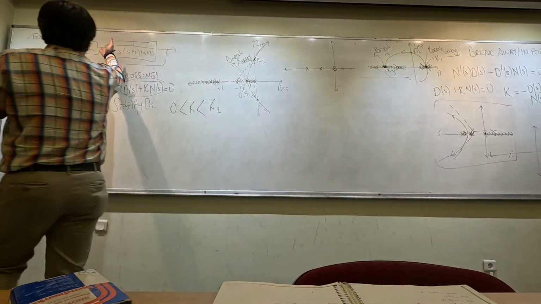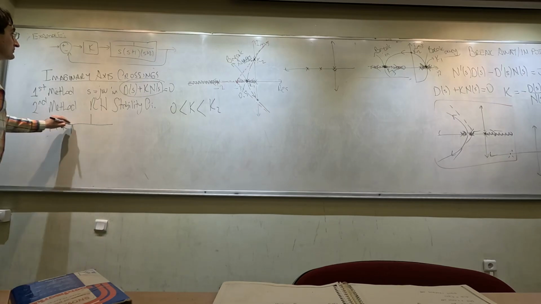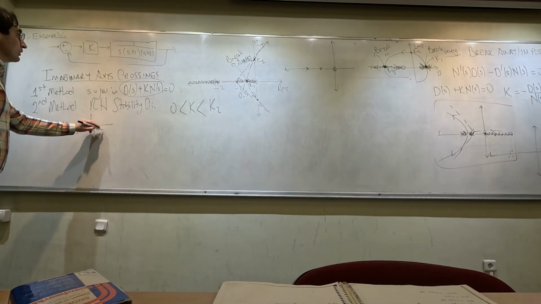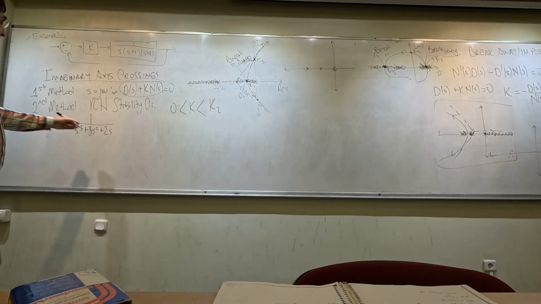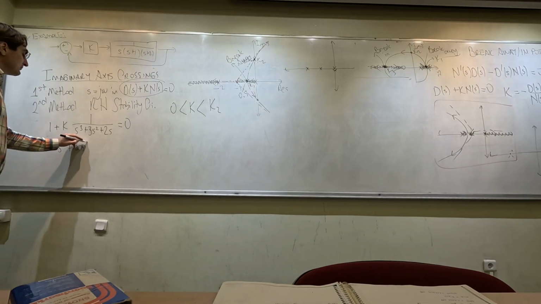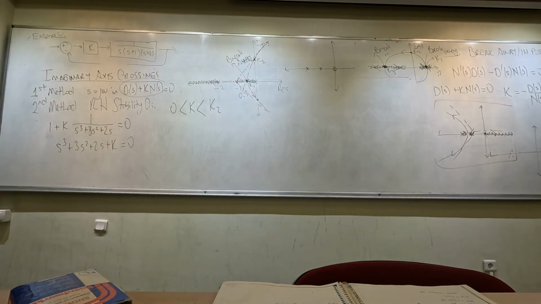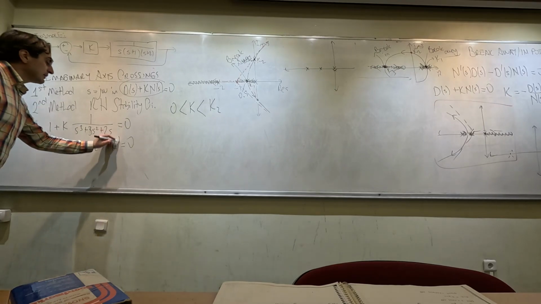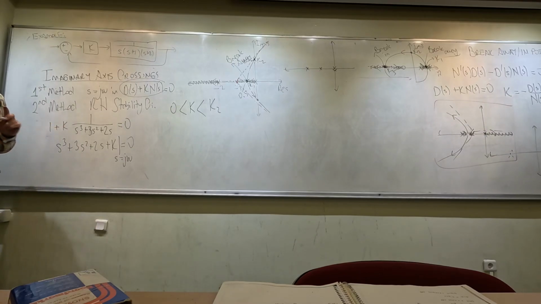So here let us try to look at this system in this case. So I have 1 plus k 1 over s cubed plus 3s squared plus 2s. Then I equate this thing to 0. So I have s cubed plus 3s squared plus 2s plus k is equal to 0 here. So we see that in this case I can substitute s equals to j omega into this equation, and I can then try to find k and omega. This is the first method that we can apply.